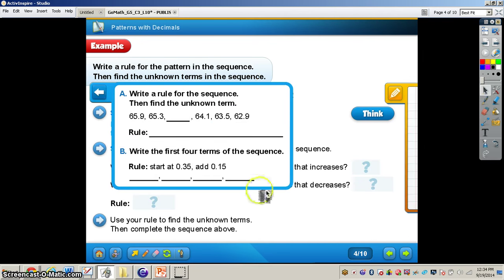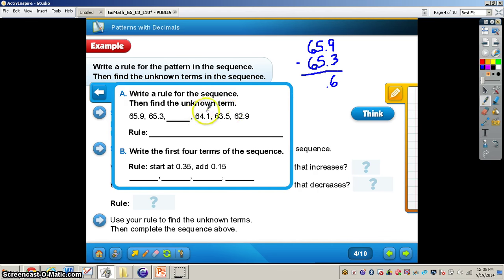Okay, let's take a look at these problems at the bottom of page 144. What we have here, write a rule for the sequence, then find the unknown term. We have 65 and 9/10. You can see the number is decreasing, so we know we're going to be using subtraction. And what is happening to that 59 and 9/10 and making it 65 and 3/10? So we check it out. We subtract the two. Okay, so that gives us 6/10.